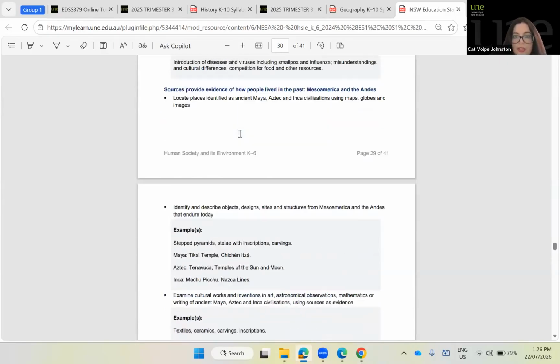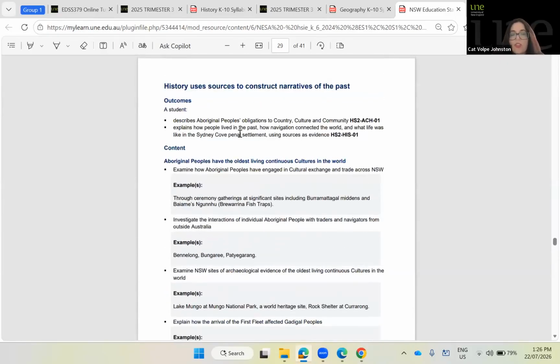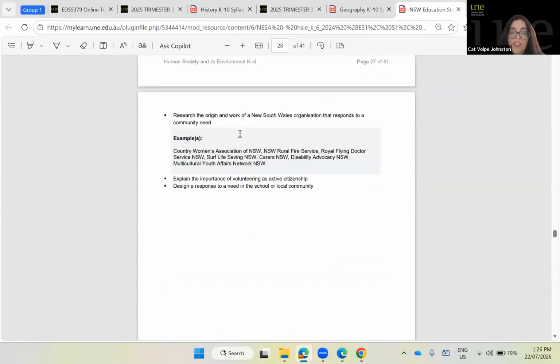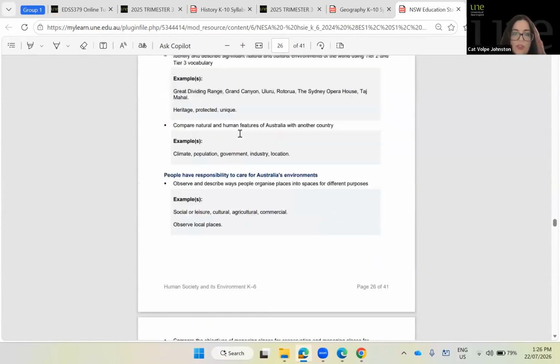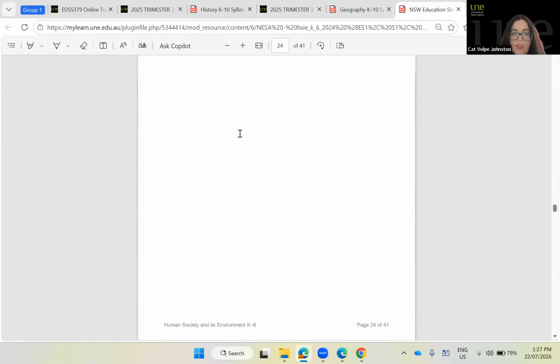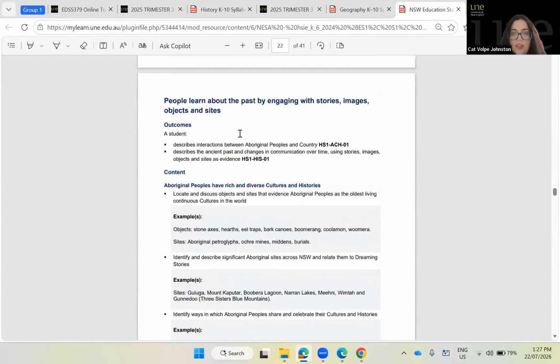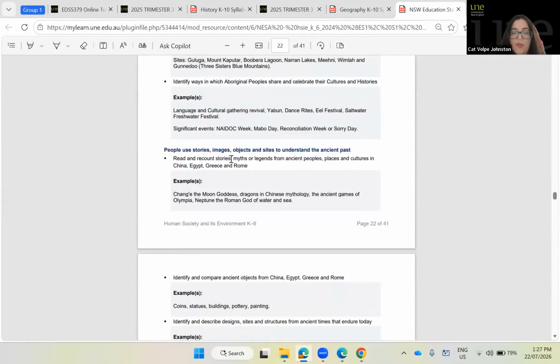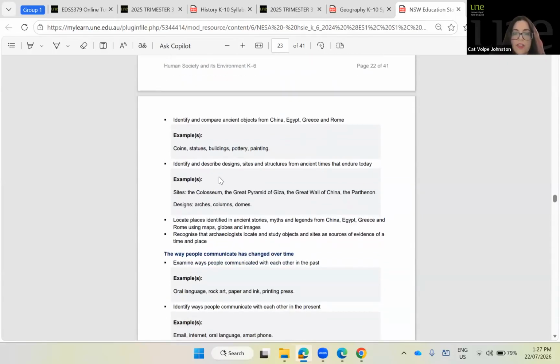Okay, so we haven't lost the historical skills. It's in there. You just have to find it and know that you're teaching it across the units of work. We'll look at one more. It's geography. Looking at history here. So people are using stories, images, and so forth to understand the past. How do you do that? By analyzing them, researching, the identification and describing, the comparison of ancient objects. That's all analysis. So you'll be teaching that.